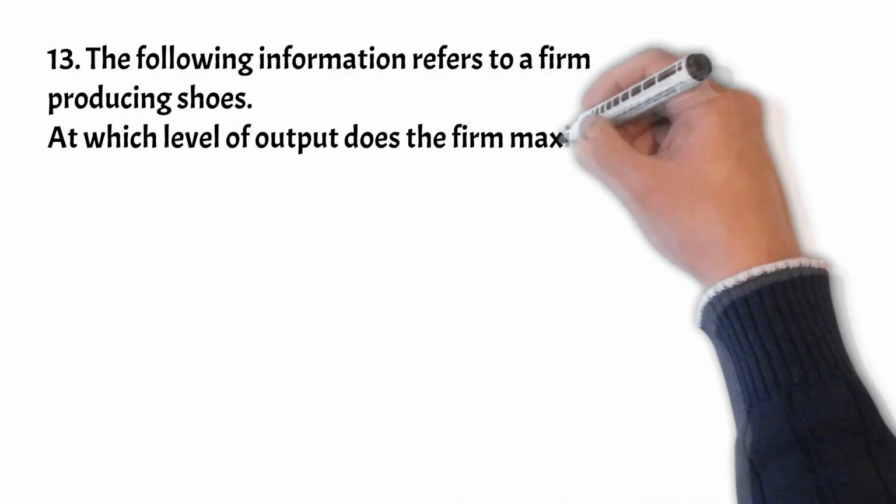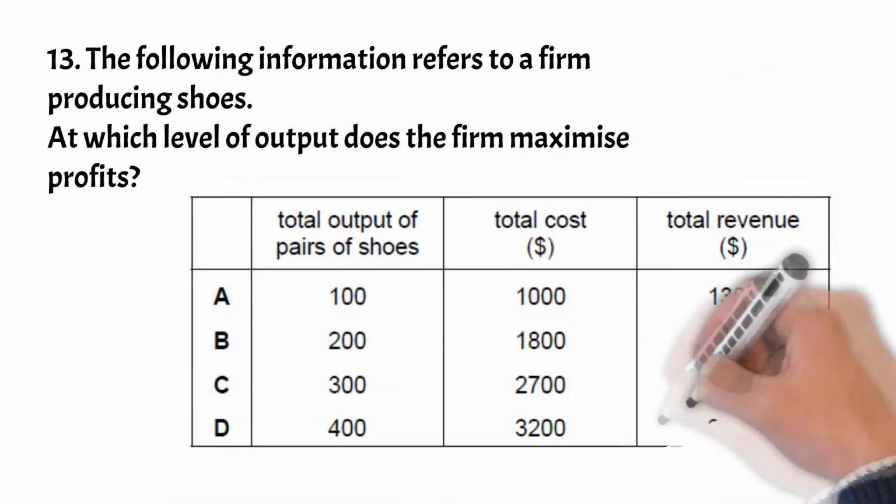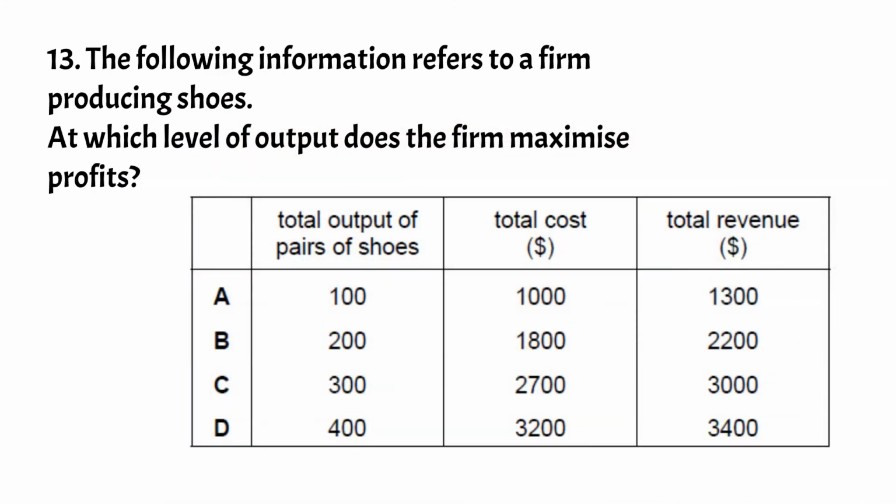Question 13. The following information refers to a firm producing shoes. At which level of output does the firm maximize profits? A. The total output of pairs of shoes is 100, total cost $1,000, total revenue $1,300. B. The total output is 200, total cost $1,800, total revenue $2,200. C. The total output is 300, total cost $2,700, total revenue $3,000. D. The total output is 400, total cost $3,200, total revenue $3,400.